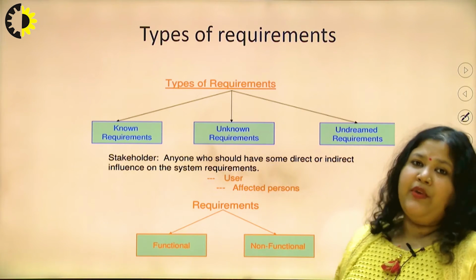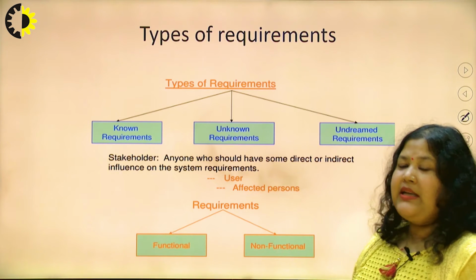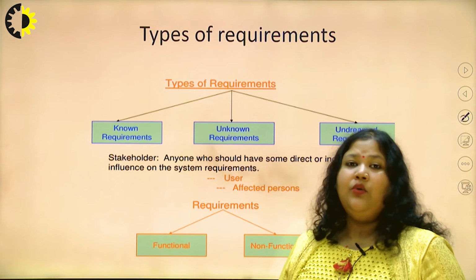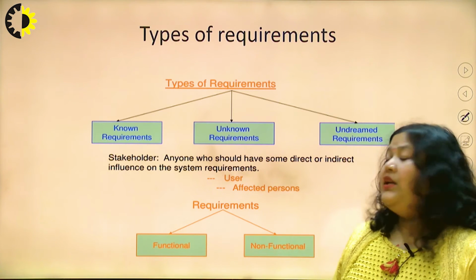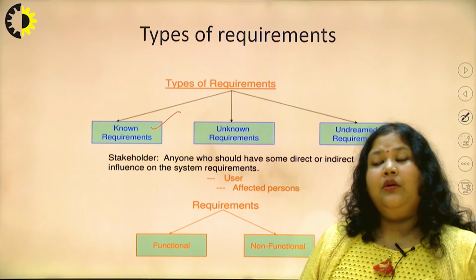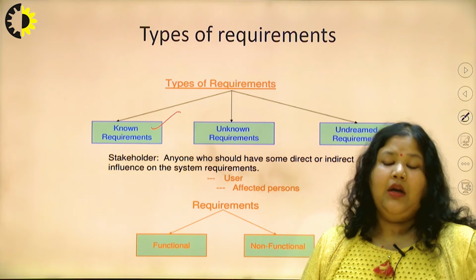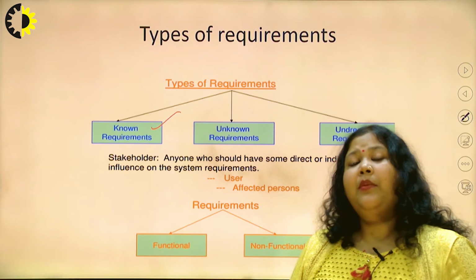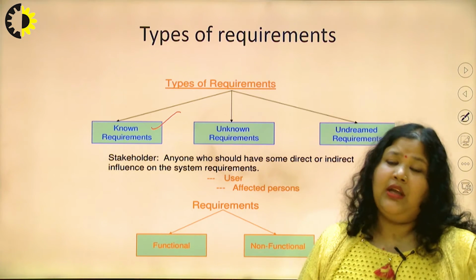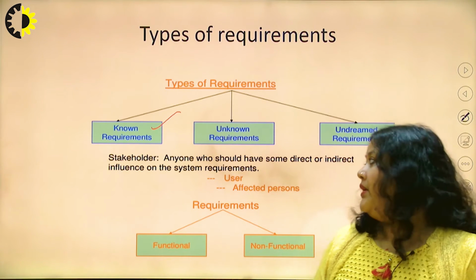Now, types of requirements. Basically, requirements are of three types. First is known requirements, second is unknown, and third is undreamed requirements. So what are known, unknown, and undreamed requirements? Known requirements means those requirements that are easily agreed upon between the customer and the developer. Those are generalized requirements that the customer knows about and the developer knows about. Those are the known requirements that are already discussed between the customer and the developer.